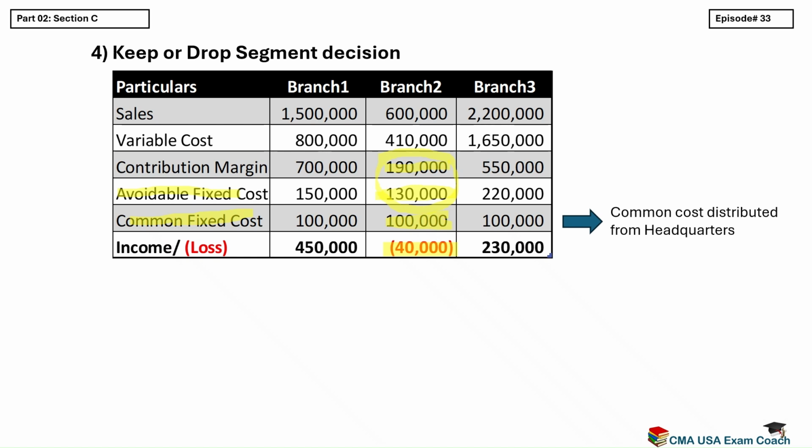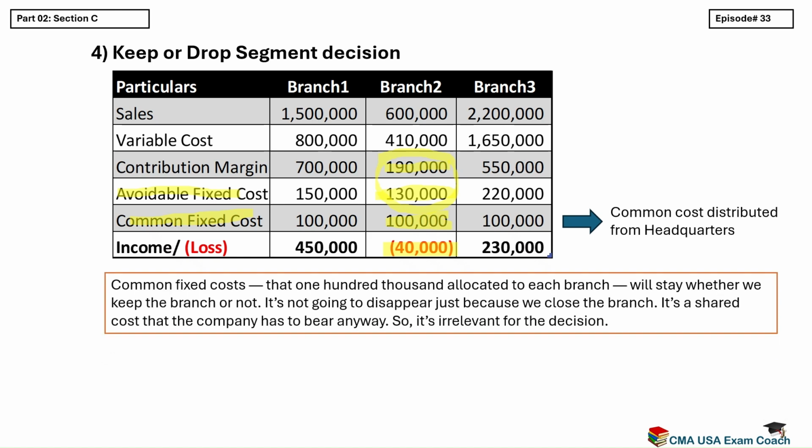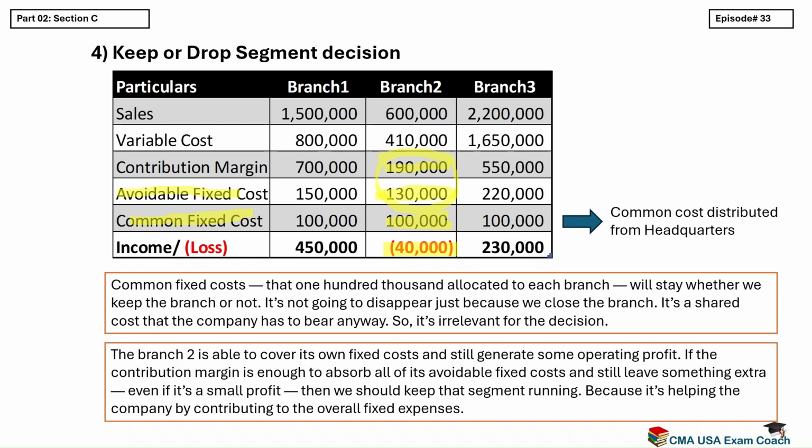So, the final conclusion here is, Branch 2 should not be closed, even though it's showing an accounting loss. It is still making a positive contribution toward covering the fixed costs of the company. Closing it would result in a bigger financial loss in the long run. This is a perfect example of how managerial decisions are based not just on accounting profits, but on relevant cost analysis. And this kind of question is commonly tested in the CMA exam, so make sure you understand the logic behind it, not just the numbers.